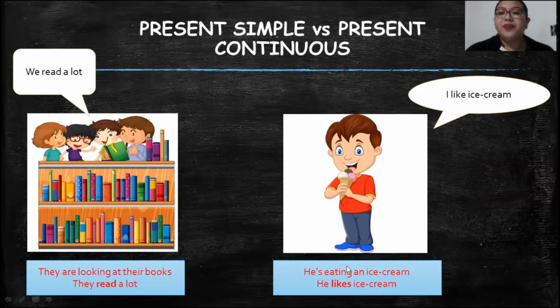So here, we need to be able to identify which is present simple and which one is present continuous, okay? But if you still have some problems identifying these tenses, don't worry, today we are going to cover that part, okay? But here you have an example of the two tenses, okay?